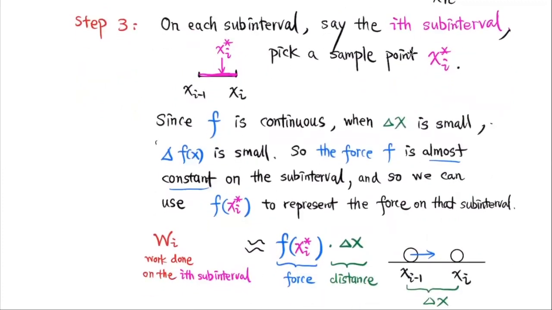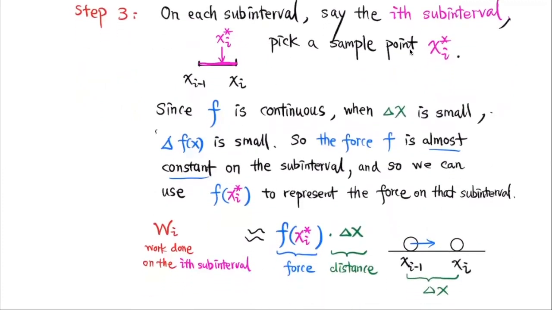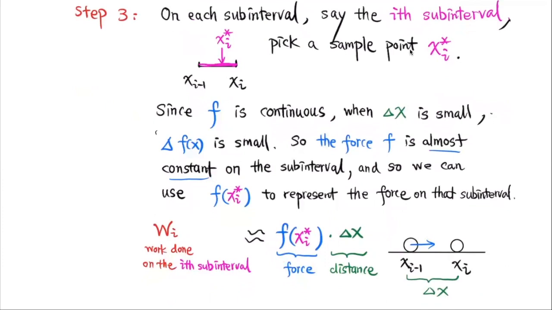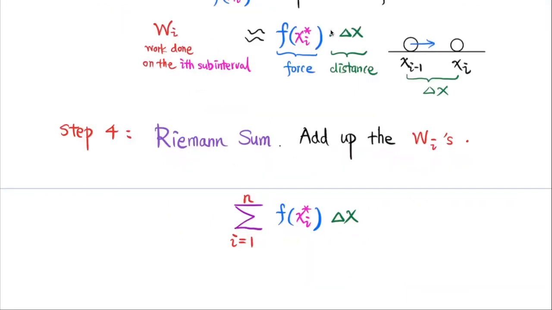Now, because the force is almost constant, we can use the constant force work formula to approximate the work done on the i-th subinterval. Let's call that Wi. That's equal to force times distance. So the force here, we use f of xi star to represent the force, and the distance the particle moves from x of i minus 1 to xi is delta x. So this is Wi.